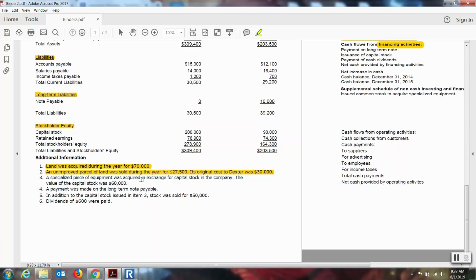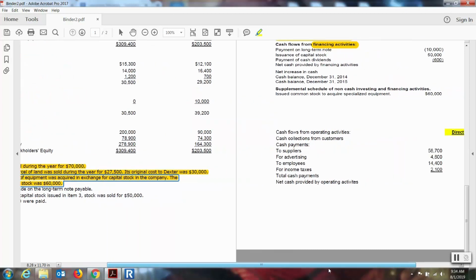Let's look at number 3. A specialized piece of equipment was acquired in exchange for capital stock. The value of that stock, $60,000. So here, the company acquired some additional equipment, but no cash moved. For that, we're going to put that in what's called a supplemental note at the end of the statement because cash didn't move, but it is a significant item. And whoever is examining all of these financial statements and trying to reconcile the numbers back together will see that there is some equipment there. They will see that capital stock increased. So we need to include a note along with the statement to show what this is.